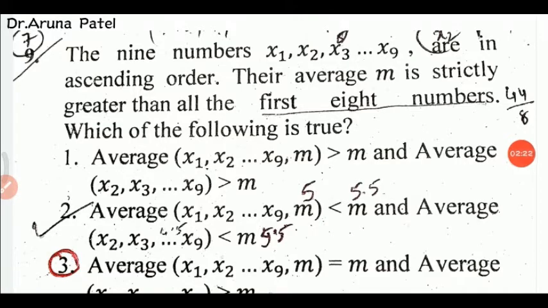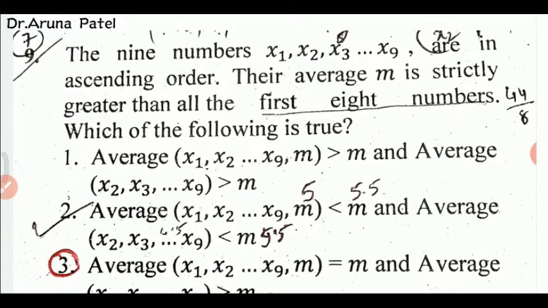Now the next question is question number 9 of the question paper set B. So the question is, the 9 numbers x1, x2, x3 up to x9 are in ascending order, meaning increasing order. Their average m is strictly greater than the average of the first 8 numbers. So which of the following is true? So here are the 4 options given.